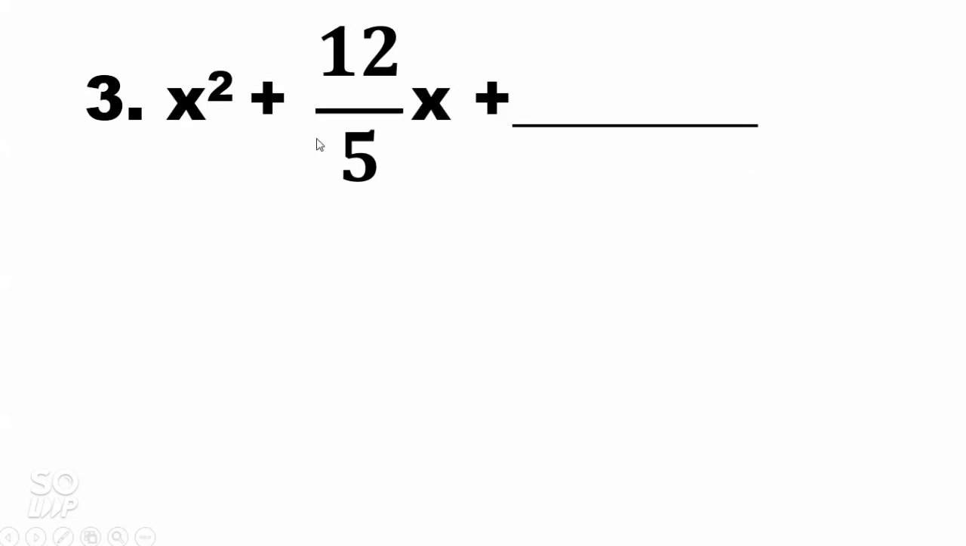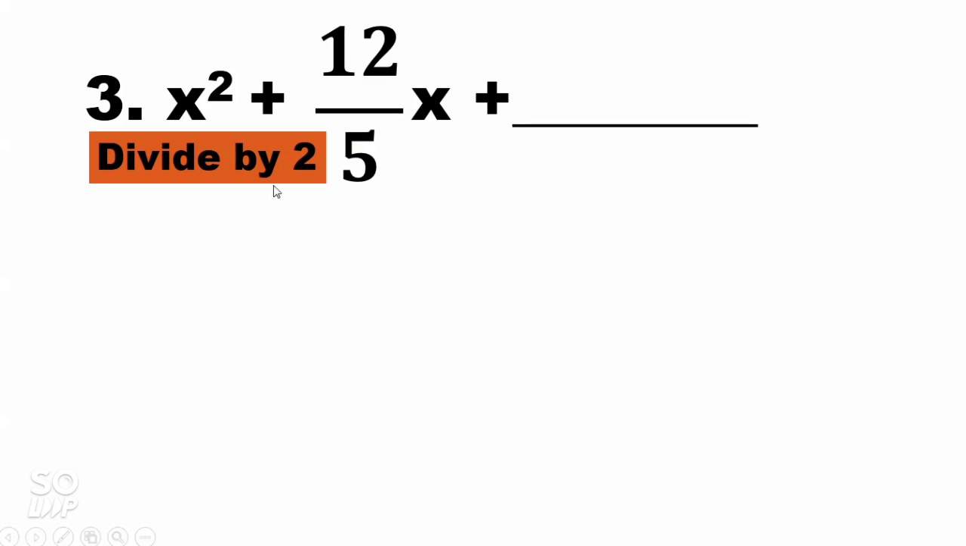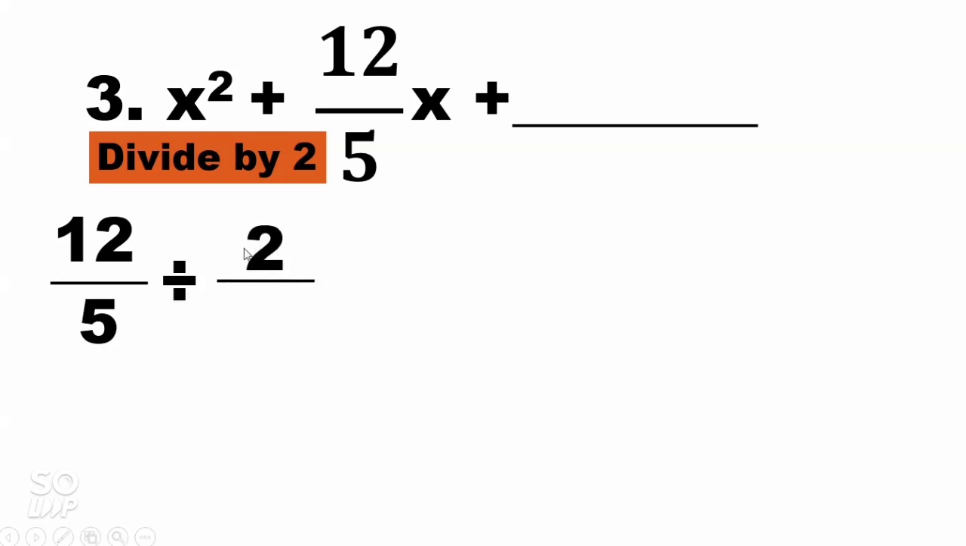Okay, next. How about number 3? X squared plus 12 over 5x plus blank. Ano yung nandito sa blank na yan para maging perfect square trinomial? Okay, so again, ang gagawin lang natin, divide by 2. So, paano? Okay, so 12 over 5 divided by 2. So, ang denominator ng whole number is always 1. Then, it is equal to 12 over 5.